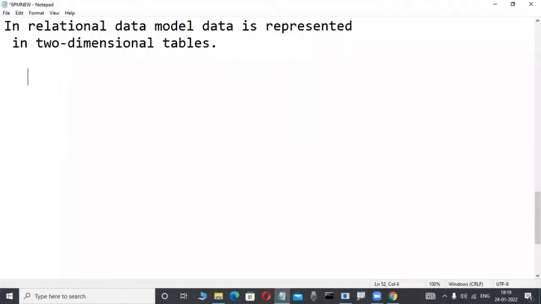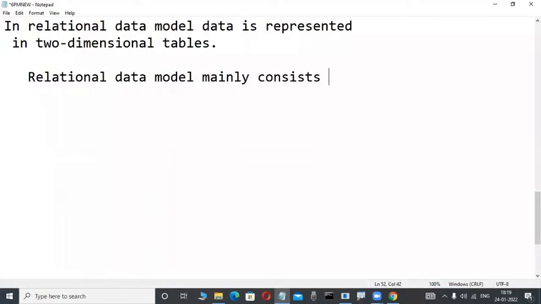For any relational data model product, the relational data model mainly consists of three components. Only three components. What are those components? Observe here.